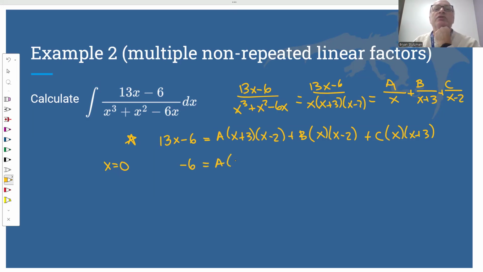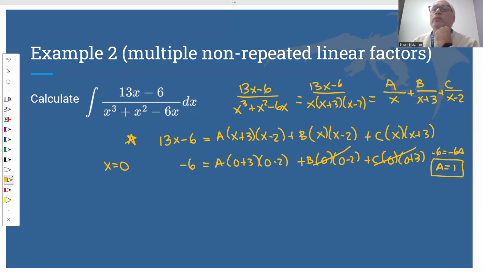A times 0 plus 3 times 0 minus 2, plus b times 0, 0 minus 2, that all disappears. C times 0, 0 plus 3, that all disappears. I get negative 6 is equal to negative 6a, or a is equal to 1. We'll remember that. Let's pick another value.